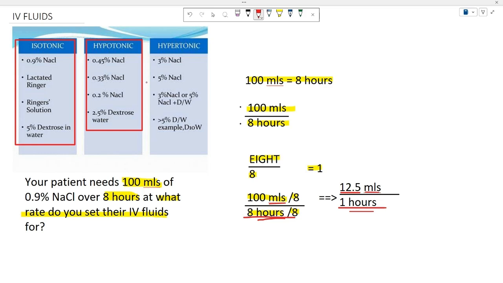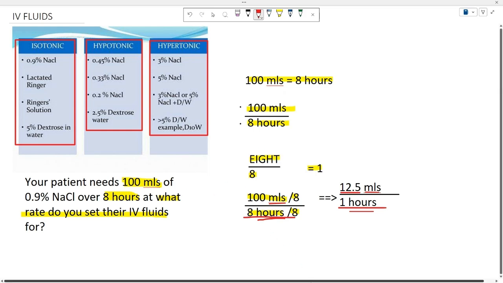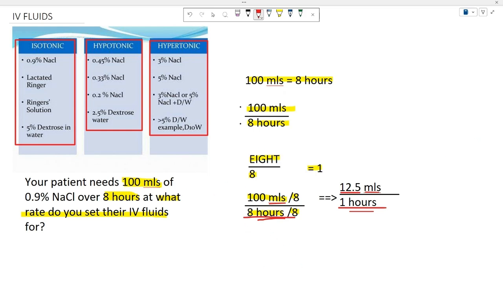All right. Next thing we've got is a hypertonic solution. So these solutions right here are more concentrated than what your blood is. And so if you get too much in a short period of time, it can actually cause your brain to shrink. It may cause permanent paralysis. So definitely be aware of the limitations.